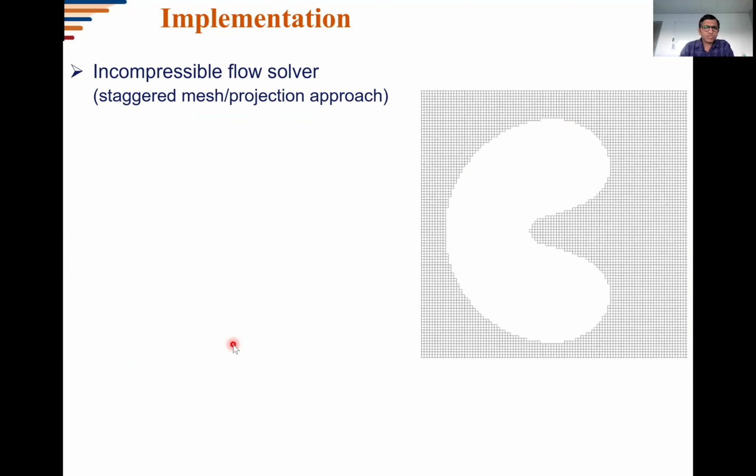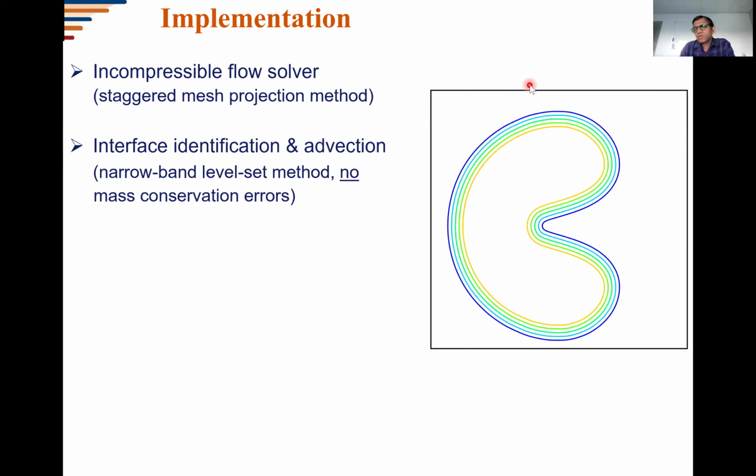Okay, so with this approximation at hand, what we have done is looked at an incompressible flow solver, which is fairly easy to implement for the surrounding fluid. We have had years of development of such solvers. We use a staggered mesh projection approach. And for the interface, we use, again, a well-established narrowband level set method. But in this particular case, this method does not suffer from mass conservation errors. That is because of the way we are treating the bubble dynamics, basically. Any change in the pressure that this bubble sees is ultimately connected to its density and therefore its overall mass.